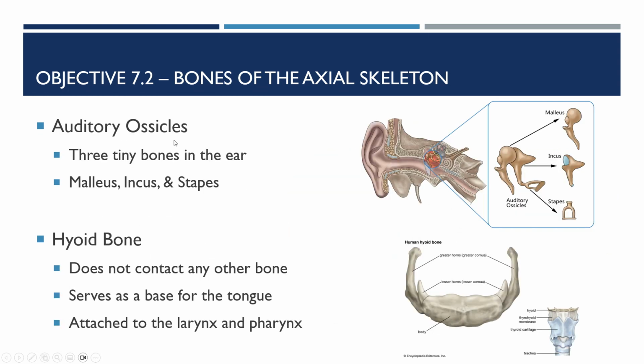Now the auditory ossicles are the 3 tiny bones that are in your ear. We'll look at those again when we get to the nervous system, and we'll take a look at the ear in lab. And so we have the malleus, the incus, and the stapes. Sometimes these are commonly referred to as the hammer, the anvil, and the stirrup based on how they look. But these are going to be the smallest bones in your body.